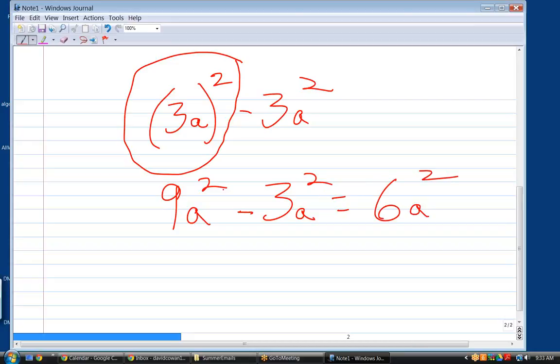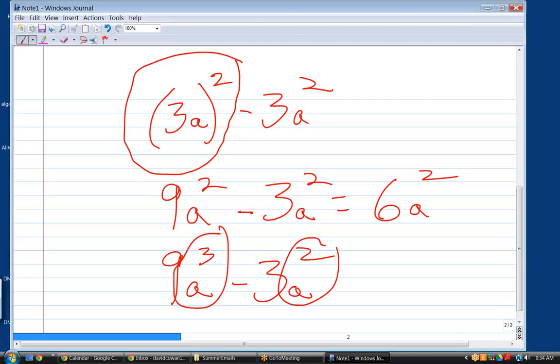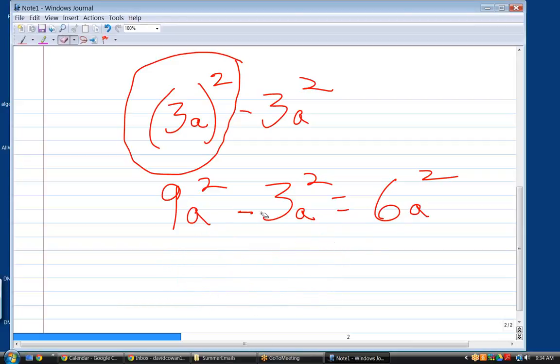Okay. In other words, as long as you have the same things, you can subtract them or add them. If I had 9A cubed minus 3A squared, I would not be able to do anything with that. I cannot subtract or add these two things because this is an apple and this is an orange. Well, up here, they were both apples. As long as you're dealing with the same thing, if that's an apple, then I have 9 apples minus 3 apples equals 6 apples.